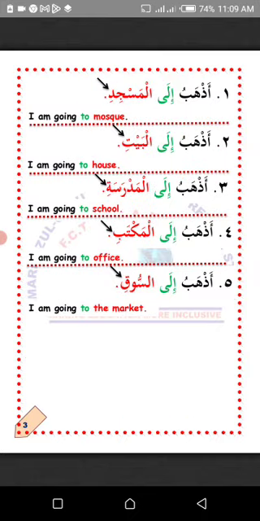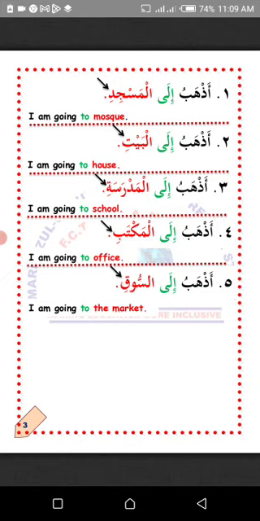Now, talking about the use of ila, just like what we talked about with min or mina, ila must also give kasra to the last letter of any Arabic word appearing after it, just like the way we have it in adhhabu ila al-masjidi. Di, not da and not do, rather di. Adhhabu ila al-masjid. I am going to mosque.